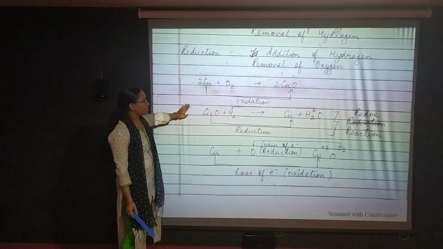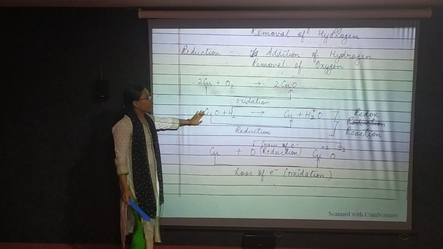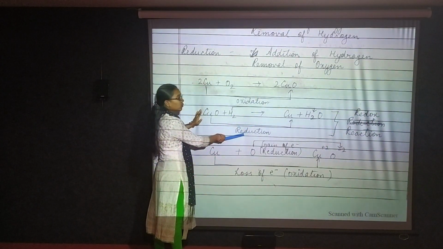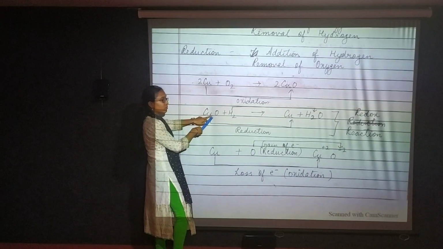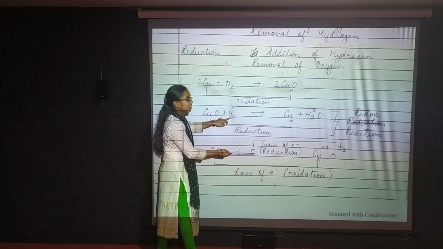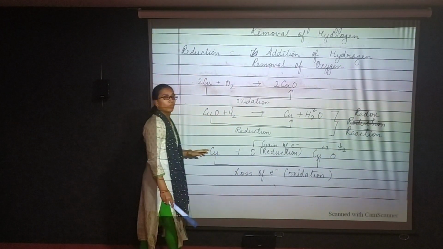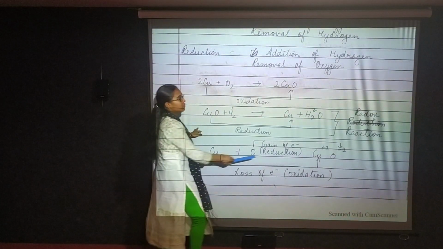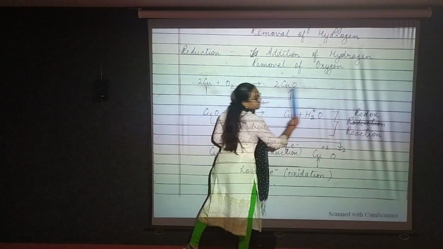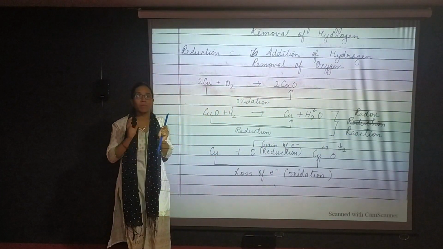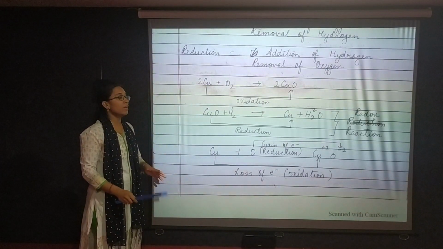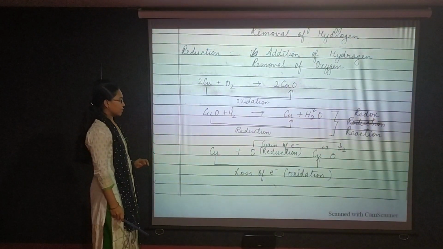And now as you can see that in this reaction, it is undergoing oxidation reaction and reduction reaction both. Cu is reduced and hydrogen is oxidized. So in any reaction, when you can see oxidation reduction reaction together, it is known as redox reaction. So in any of the chemical reaction, when oxidation and reduction takes place simultaneously, it is known as redox reaction.